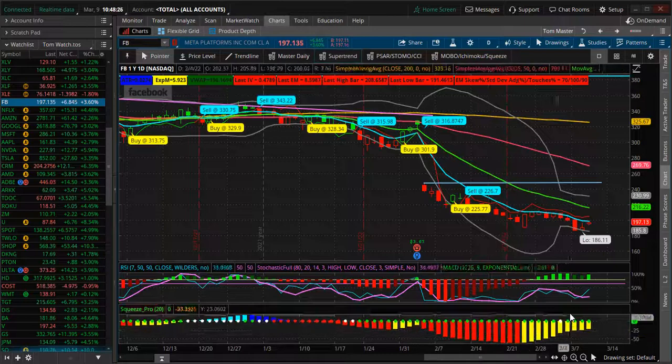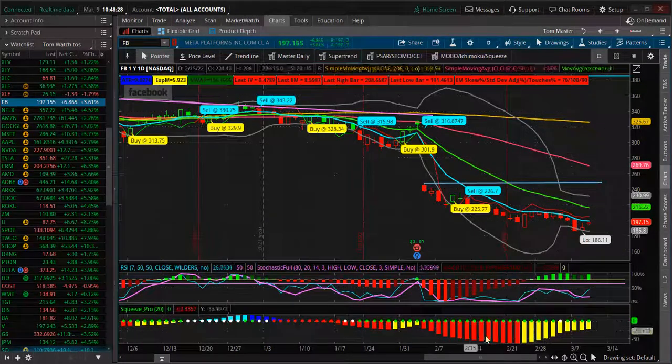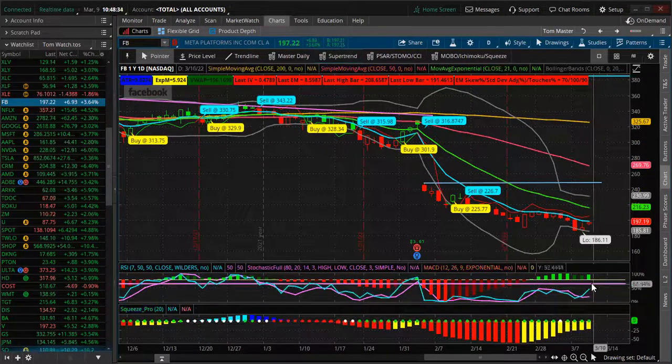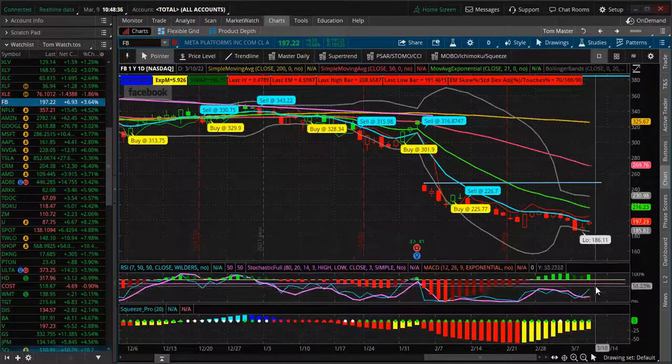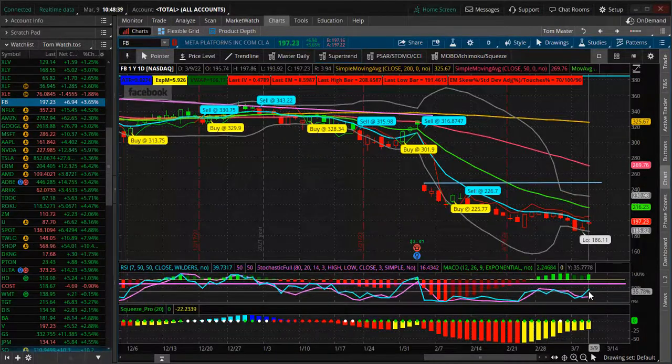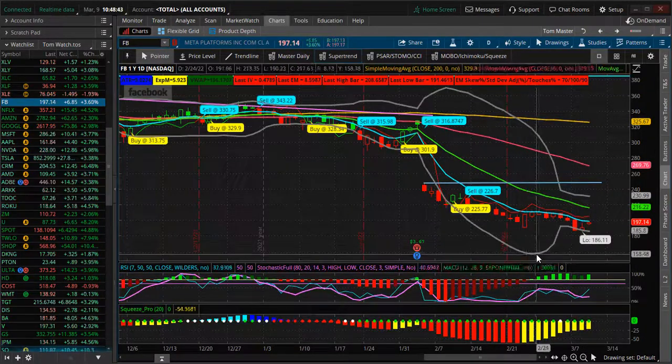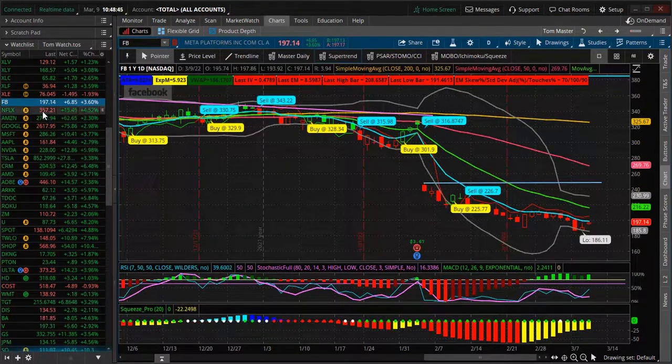Look at this reversal down here in the TTM squeeze. You've been reversing since here, and we're moving up, up, up. MACD still positive, RSI looking to move up. Stochastics kind of flat right now. But I think Facebook's interesting in here.